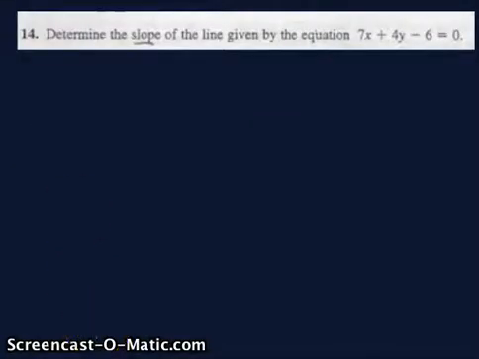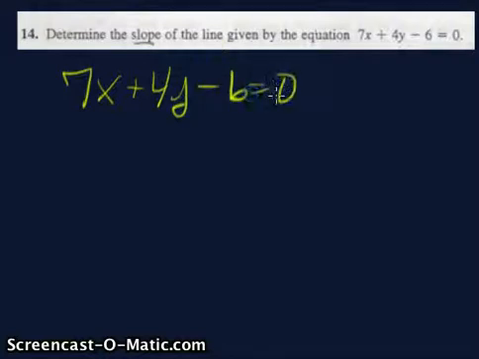Question 14. Determine the slope of the line given by the equation. Well, see, this is just a form of a linear equation. Just solve for y.